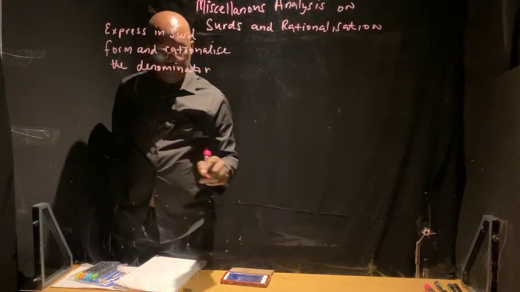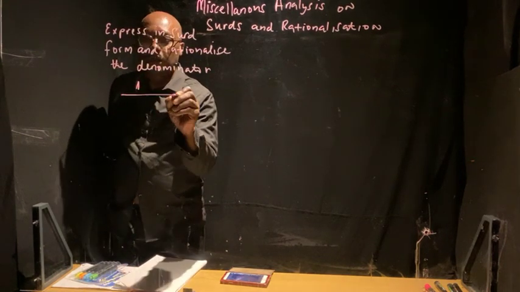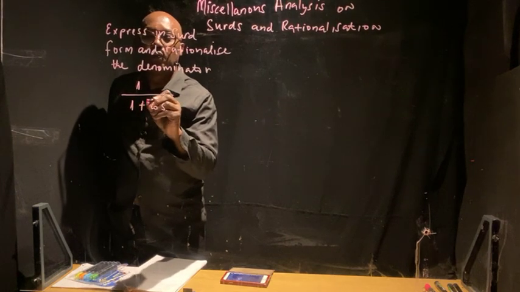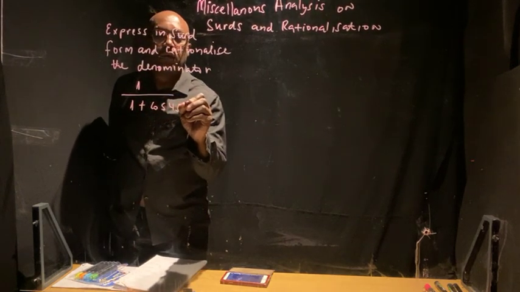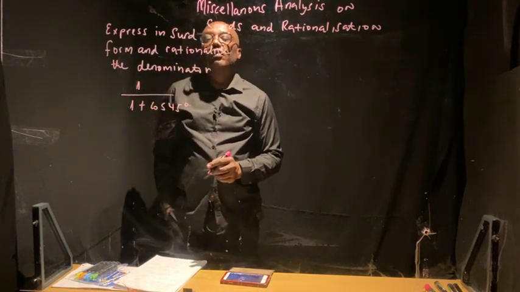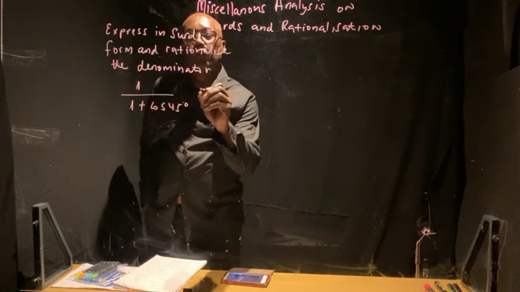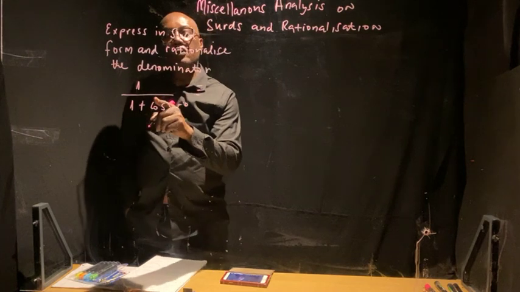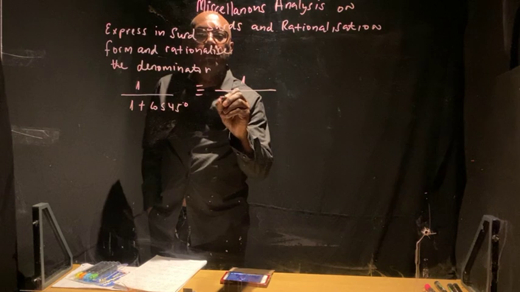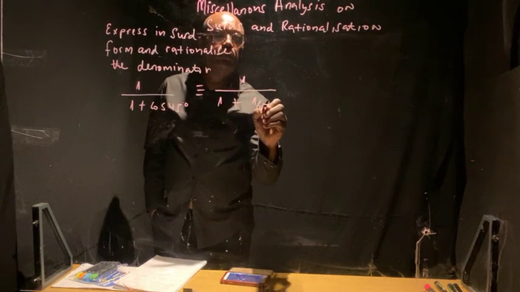And the question is giving us 1 over 1 plus cos 45. Remember, cos 45 degrees is not different from 1 over root 2. In which case, this one that you see here is equals to 1 over 1 plus cos 45, which is equals to 1 over root 2.